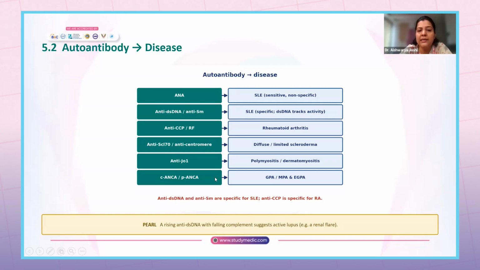Okay, ANCA is also an autoimmune condition. C-ANCA and P-ANCA, anti-neutrophilic cytoplasmic antibodies. If it is granulomatosis with polyangiitis, microscopic polyangiitis, eosinophilic granulomatosis with polyangiitis.